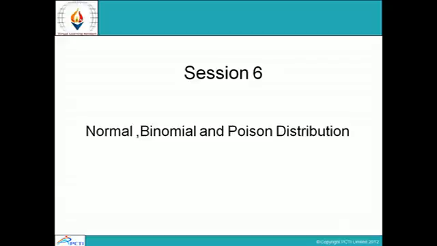And session number 6 is totally about distributions of probability, or probability distributions, like normal distribution, binomial distribution and Poisson distribution.